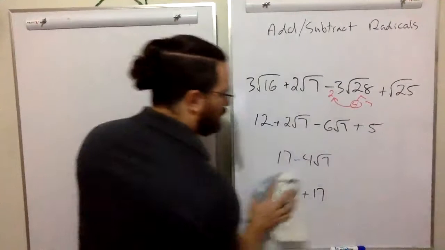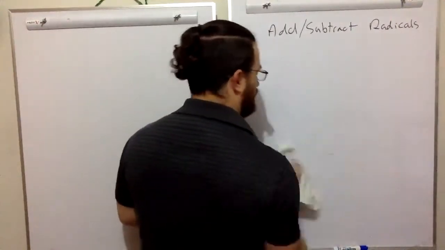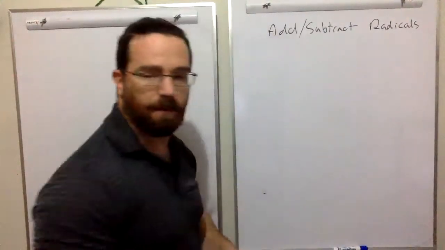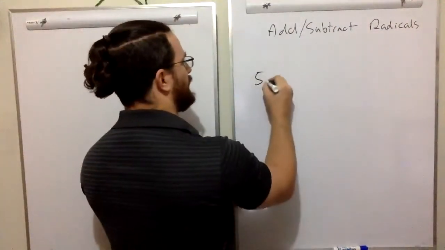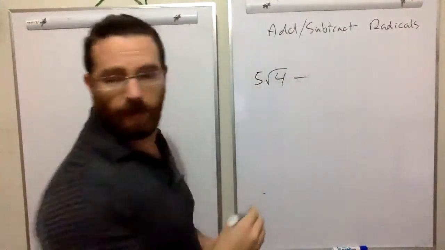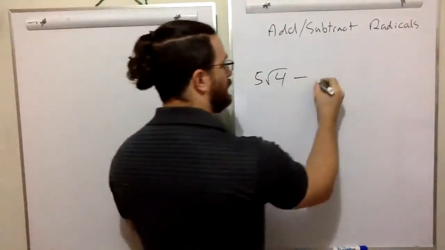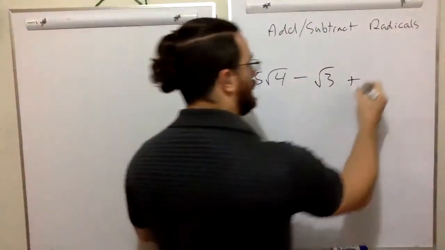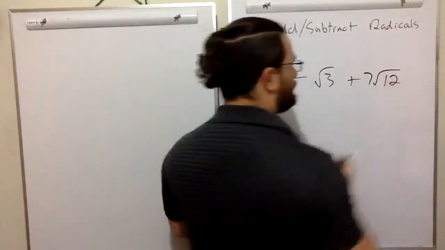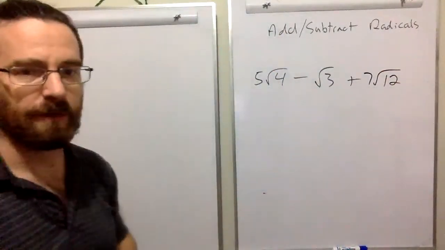All right, let me put one on the board here. You guys do this one on your own. So as soon as I put it on the board, hit pause, and then try it by yourself. So if I have 5 radical 4 minus radical 3 plus 7 radical 12. Give it a shot on your own first.